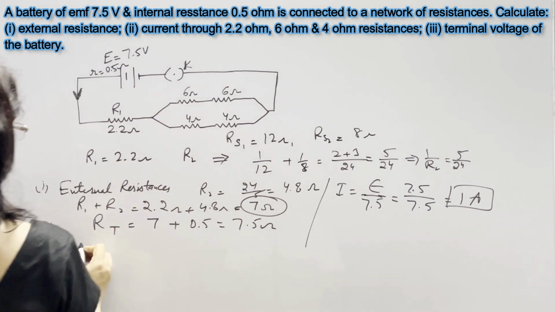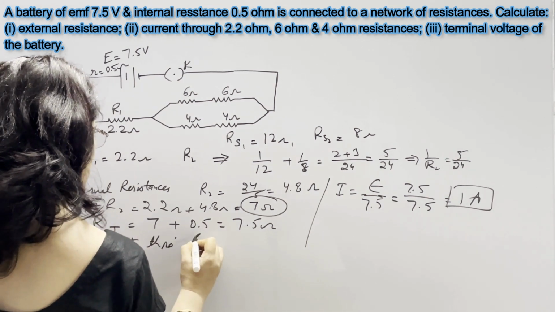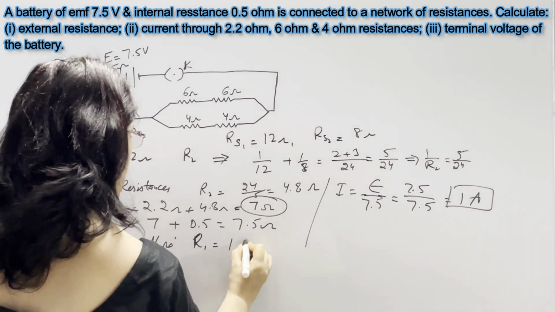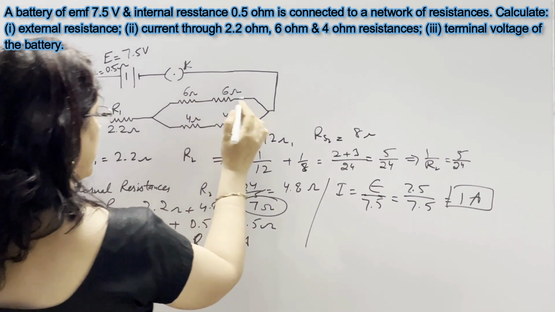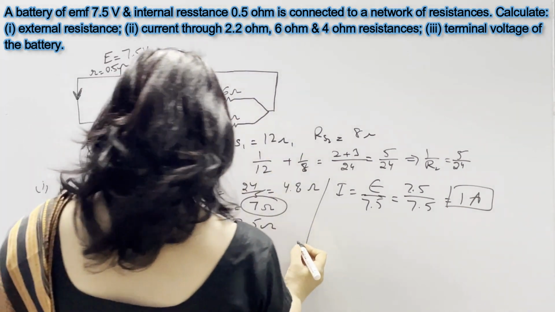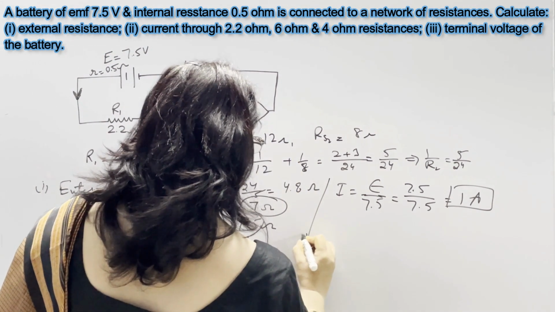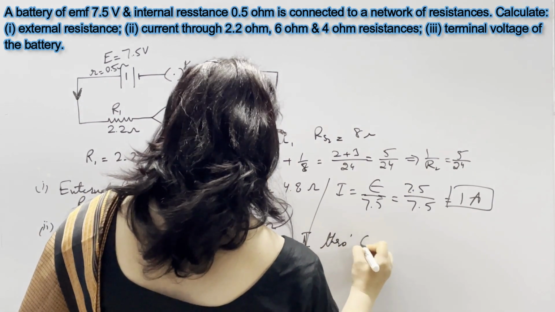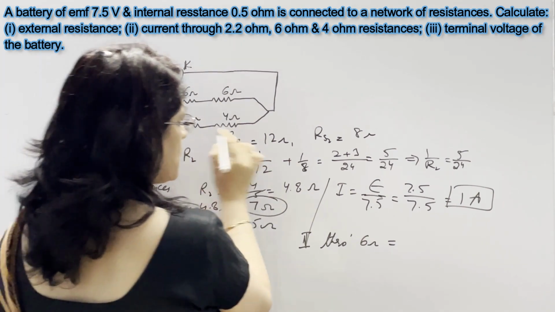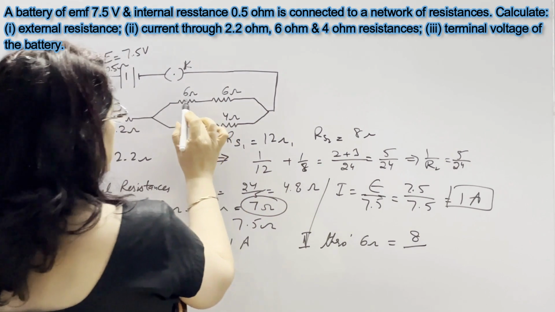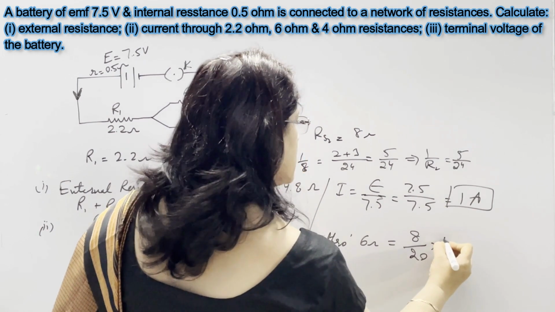So first, the current through R1 resistance is 1 ampere. Now second, the current through the 6 ohm parallel branch, the current through the 6 ohm resistance. Current through 6 ohm means we need to take the other series combination. It means 4 plus 4, 8, divided by total 6 plus 6, 12, then 4 plus 4, 8, it means 20, and the total current in the circuit which is 1.